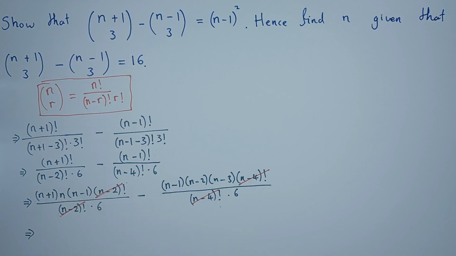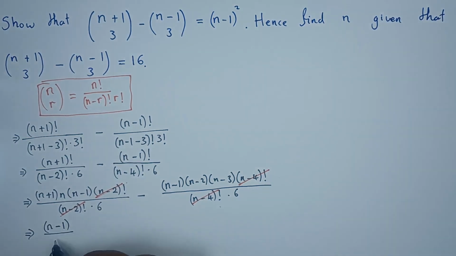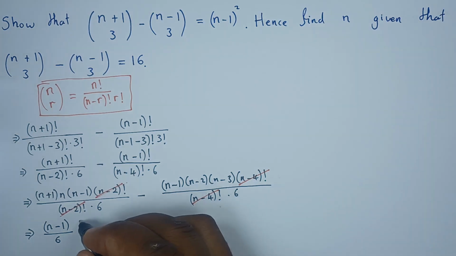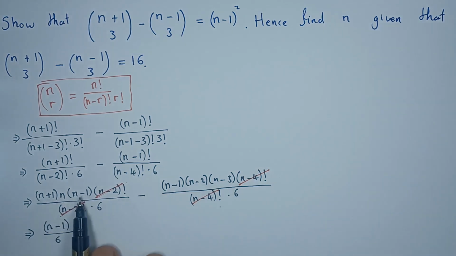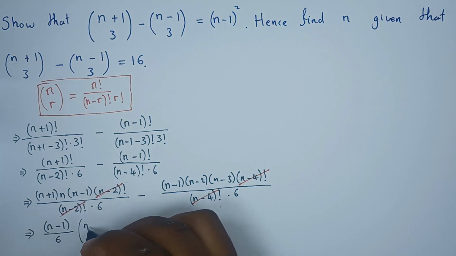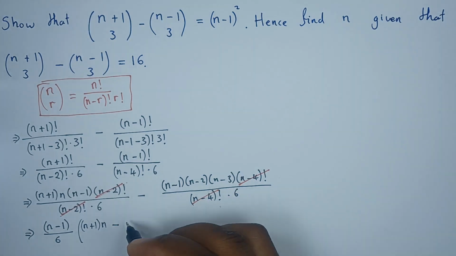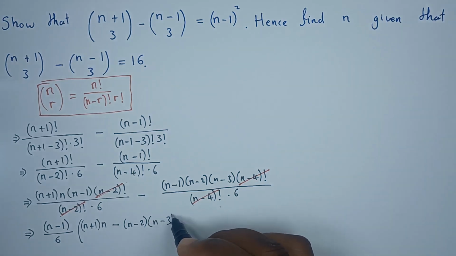So let's apply some factorization. In the numerator, n minus 1 is common. In the denominator, 6 is common. If that's the case, let's see what remains. Here, we factored out n minus 1, so what remains is n plus 1 and n. Minus, remember the 6 has been factored out, here what remains is n minus 2, n minus 3.